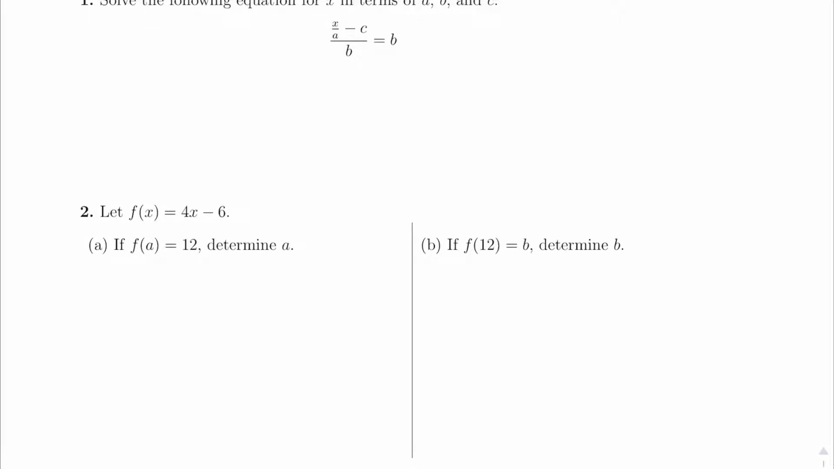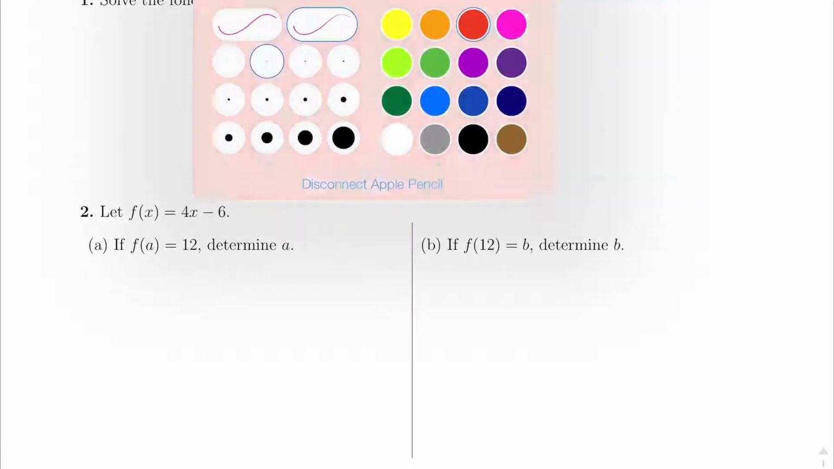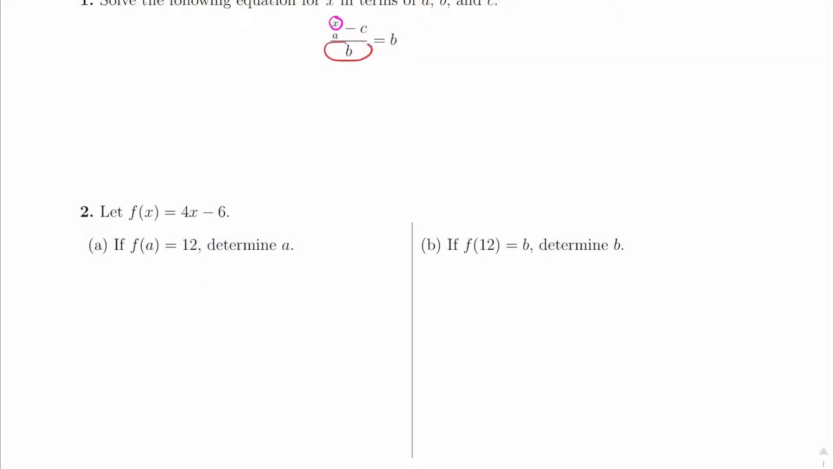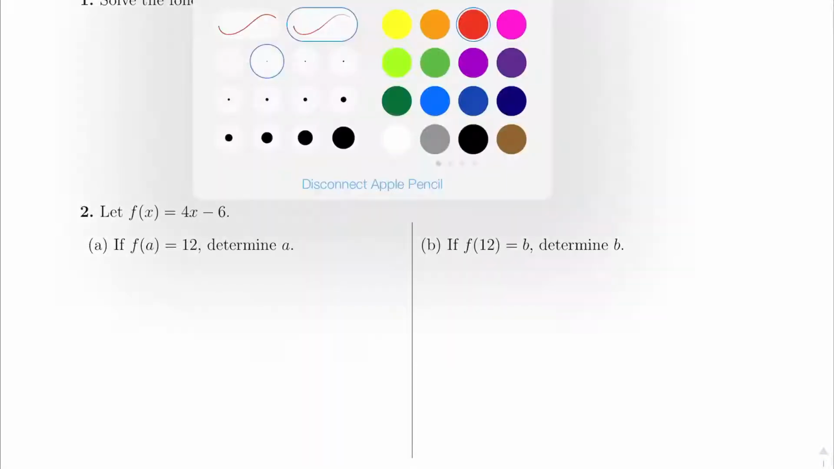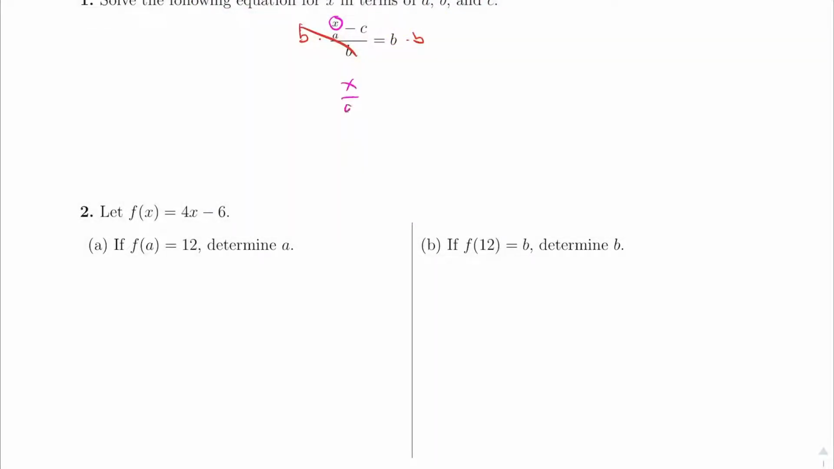When you're solving these problems, we want to isolate x, so you start with the variable that's furthest away. In this case, that's b. So to cancel out the b, we multiply by b on both sides. That will give us x over a minus c equals b times b, which is b squared.